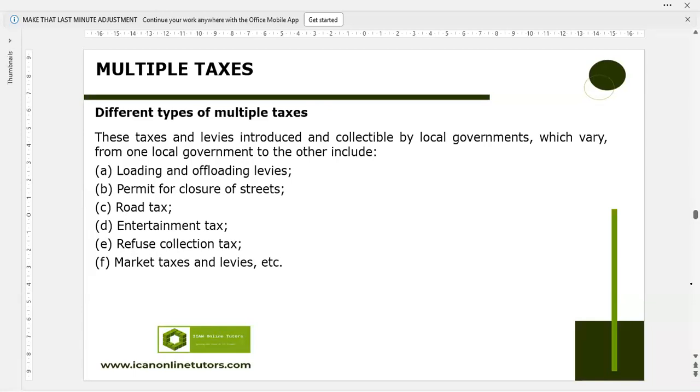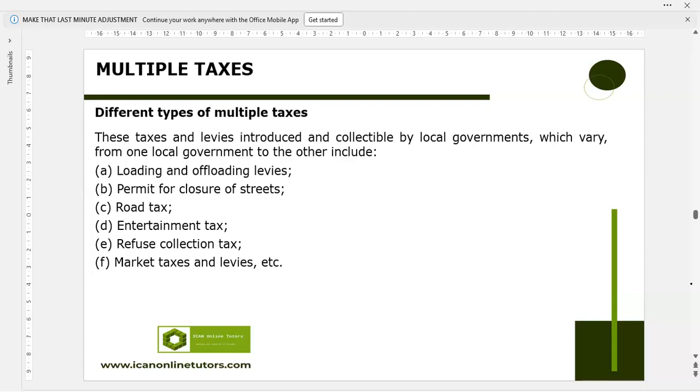road tax, entertainment tax, refuse collection tax, market taxes and levies. All these guys selling pure water in the market, they pay levy, so they pay tax. All these women selling fish by the roadside, especially when they are close to the market or within the local government area, they pay tax. All these malams pushing trucks, they pay tax. So how much are they earning? All these carrier guys, they pay tax.